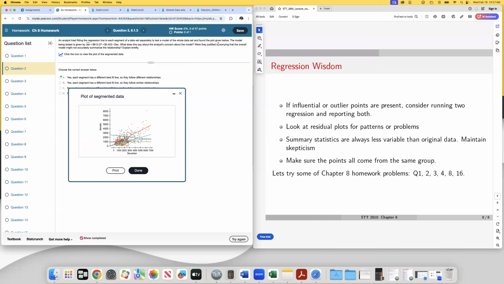So what is the point? They are worried that the overall model, which is this one here, the one we've been given, 612.07 plus a slope term, might not accurately summarize the relationship. So that's the overall model.